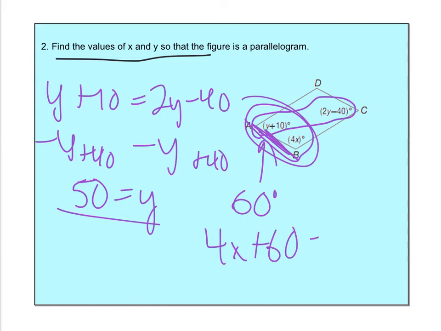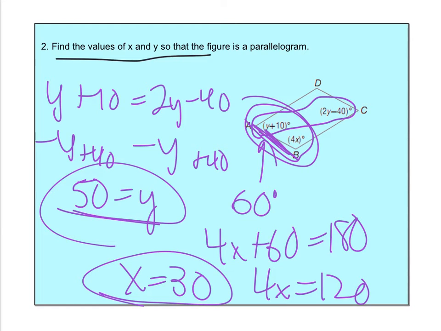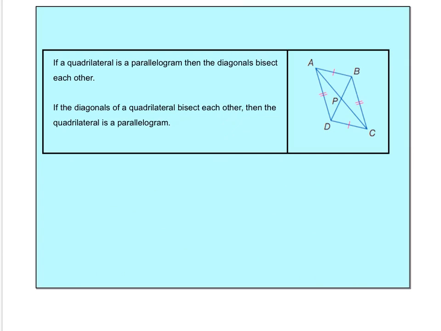So now these two angles have to add up to 180. So 4x plus 60 equals 180. So 4x equals 120. So x has got to be 30. So y is 50, x is 30. All right, these two have got to add up to 180.